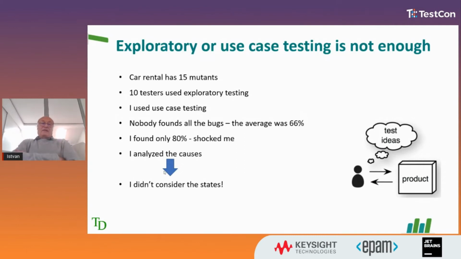So in this example, I made 15 mutants and I asked 10 testers to do exploratory testing, and they did it. They had 20, 30 minutes and I also tested the application, but I used use case testing. But nobody found all the bugs, and the average was 66%, which means that 5 of the bugs have been found.